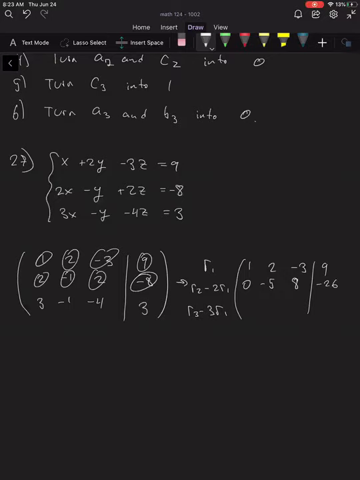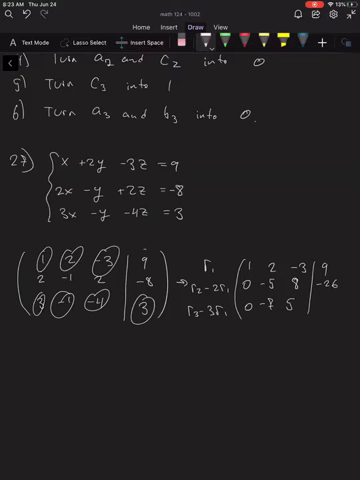So now let's erase all these circles over here. We have now row 3 minus 3 row 1. So 3 minus 3 of that, which is 0. Minus 1 minus 3 of this, so minus 1 minus 6 is minus 7. Minus 4 minus 3 of that, so minus 4 plus 9, which is 5. And 3 minus 3 of that, so 3 minus 27, which is minus 24.